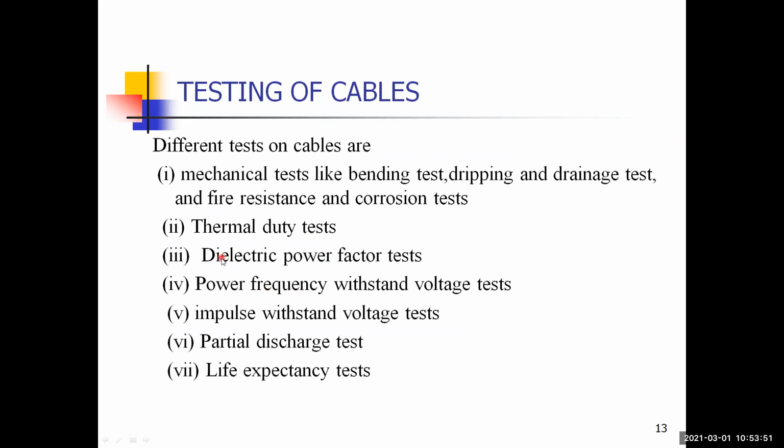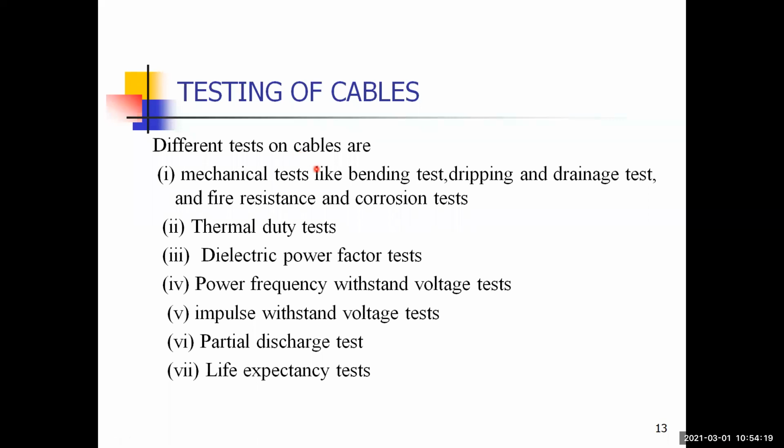The three phases are separated by insulation, for example. That is why the dielectric power factor test is also required, and the power frequency withstand voltage test, impulse voltage test, and the partial discharge life expectancy test. These are all the tests that can be done on the insulators and cables. Then you can say what the cable performance is.